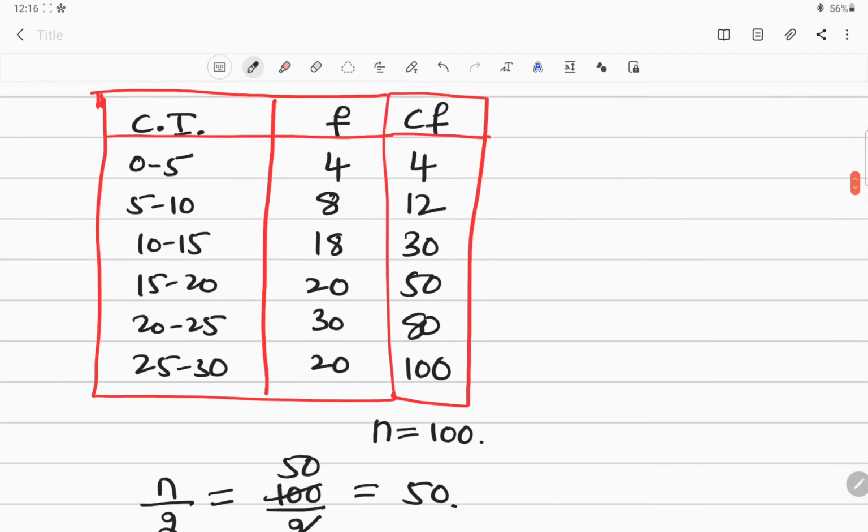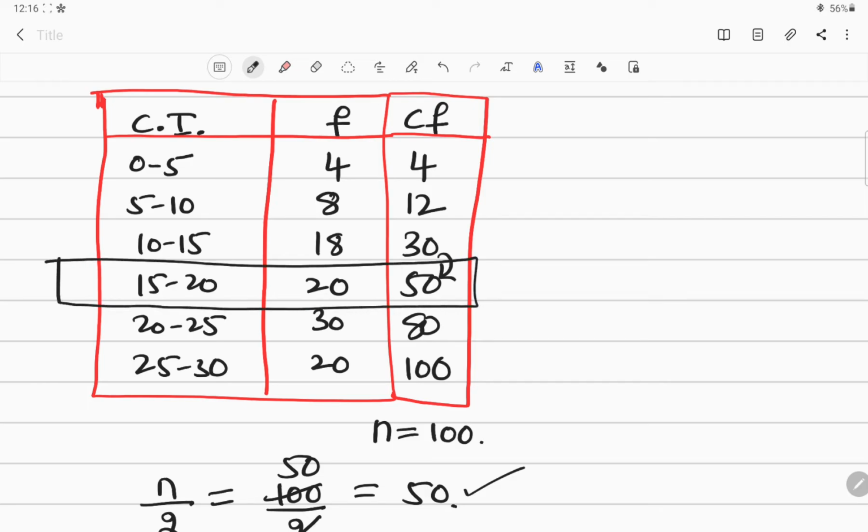Now you have to look in the cumulative frequency, where this 50 lies. 4 to 12 means 5, 6, 7, 8, 9, 10, 11 and 12 lie here. Then 12 to 30 means 13, 14 up to 30 everything will lie here. Now 50, where does it lie? 50 lies in this section, right? So 30 to 50 means 31, 32, everything will lie in this section. If the answer were 51, we would have considered 20 to 25. Now here we have got this 50, so this is called the median class.